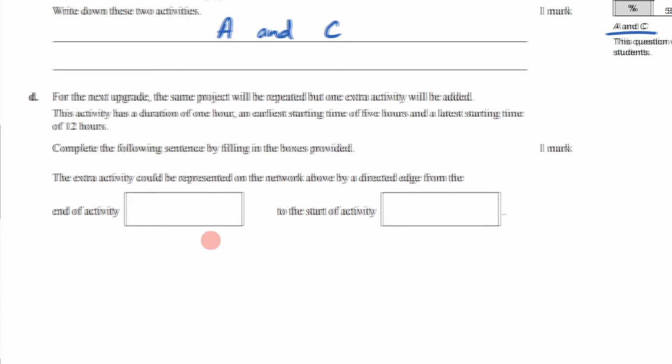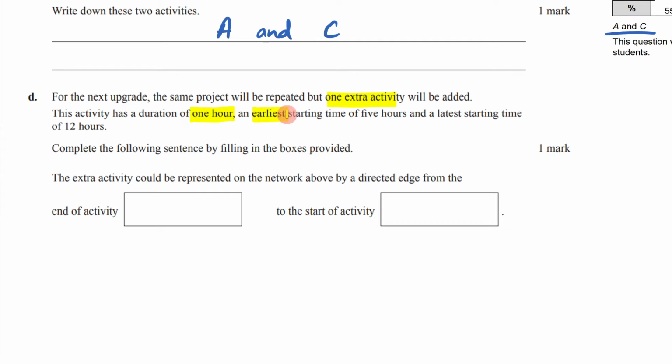The next one says, let's get a highlighter out. For the next upgrade, the same project will be repeated, but one extra activity will be added. The activity has a duration of 1 hour, an early start time of 5 hours, and a later start time of 12 hours. Complete the following sentence by filling in the boxes provided. The extra activity could be represented on the network above by a directed edge from the end of activity what to the start of activity what. So things that we need to take note of here is that we're adding in a new edge here. It has a duration of 1. It has an earlier start time of 5, so that's 5 in green, and a later start time of 12, so that's 12 in red there.